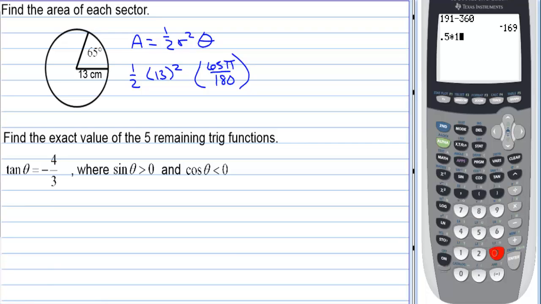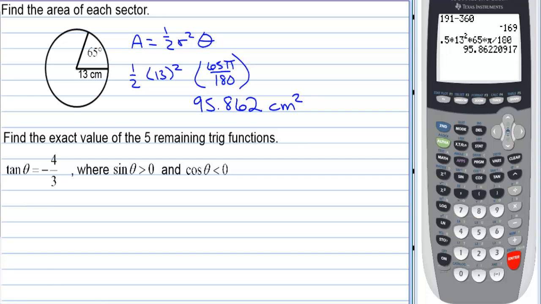0.5 times 13 squared times 65 times pi divided by 180. So 95-ish. 95.862, and that's going to be centimeters squared.